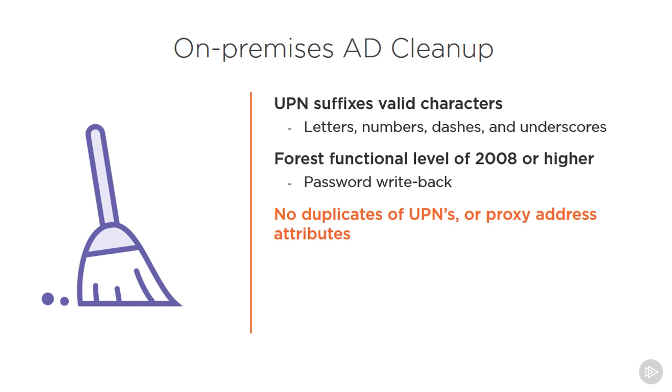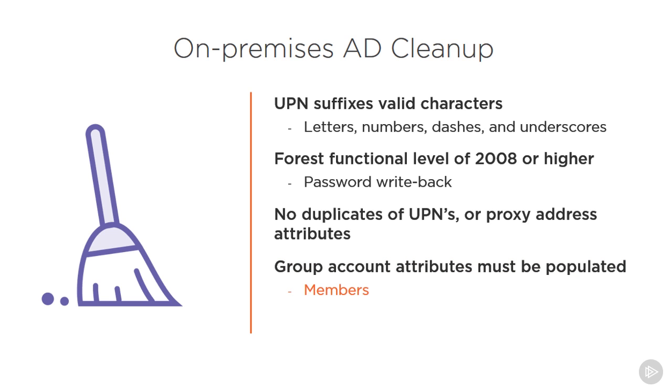We can't have any duplicates of user principal names or proxy address attributes. So we have to check for that and make sure that's all cleaned up. In addition, if we're going to be migrating or synchronizing groups, the group account attributes must be populated. And there's three in particular. The first one is the members. The second is alias, and the third is display names. All of these have to be populated for my groups, or the synchronization won't take place.